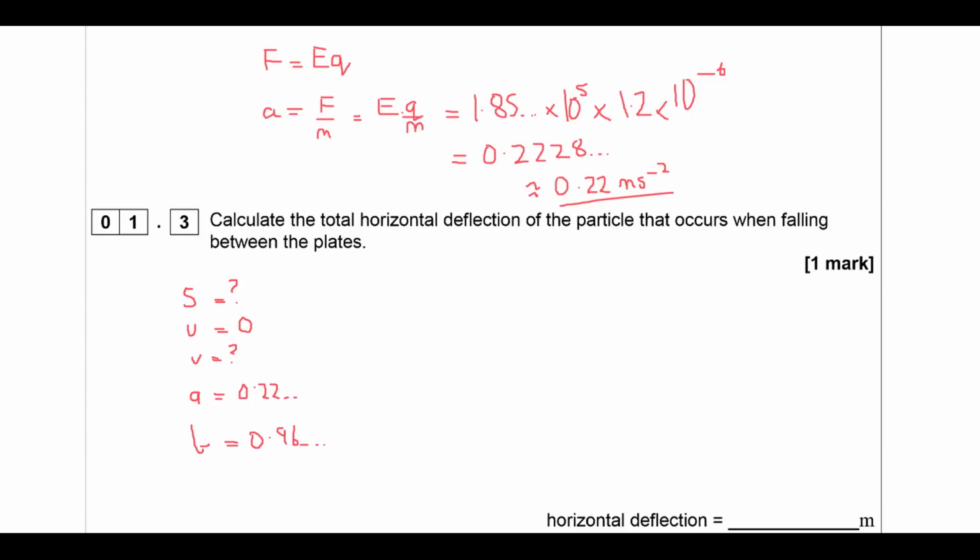So we can use s equals ut, but u is 0, so we can just do half at squared. So we've got a times 0.96 squared divided by 2, which comes out as 0.1026 and so on. So that's going to be 0.10 meters. There would be your deflection there.